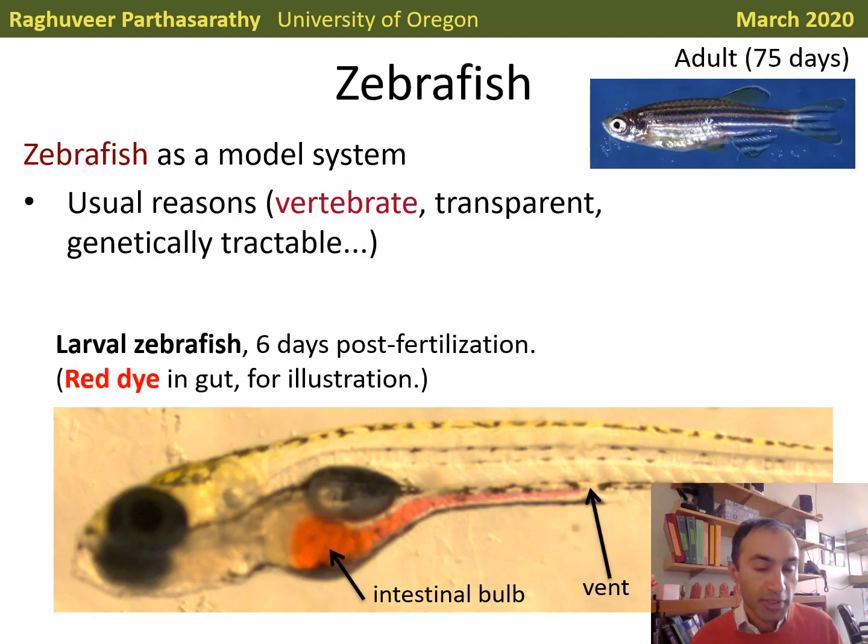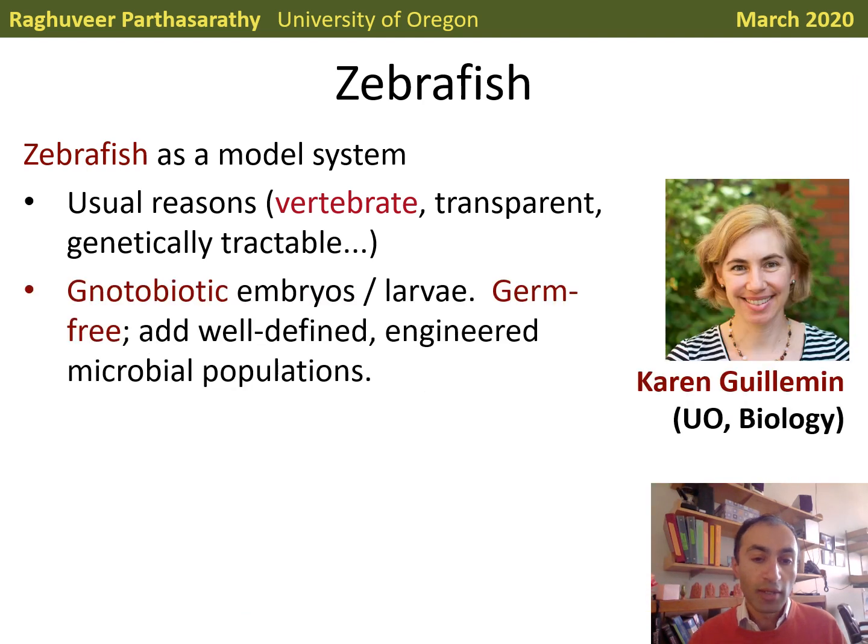We use zebrafish as a model system for the usual reasons that it's commonly used. It's a vertebrate. At young ages, it's transparent. So here I'm showing you a larval zebrafish at 6 days post-fertilization, and we put a red dye into the gut here. It's also amenable to so-called gnotobiotic techniques. One can create zebrafish to be initially germ-free, that is devoid of gut microbes, and then add particular species to the water around them and thereby do controlled experiments.